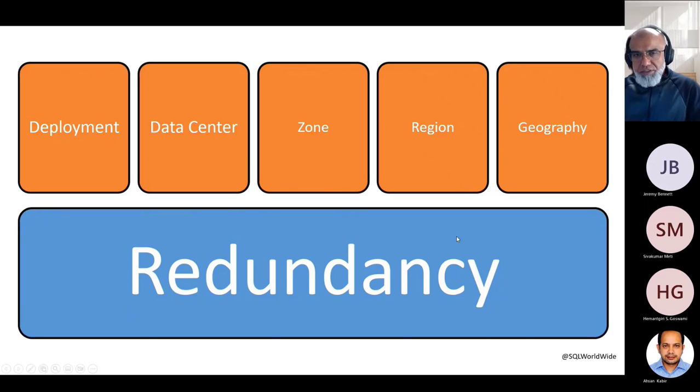We're going to talk about redundancy, and when we talk about redundancy, we're going to talk about a couple of different sections. The second group is pretty clear, right? Data center, zone, region, and geography. I'll talk a little bit more about what I mean by zone. But why did I put deployment in the redundancy group? The reason I put this in Azure, right?